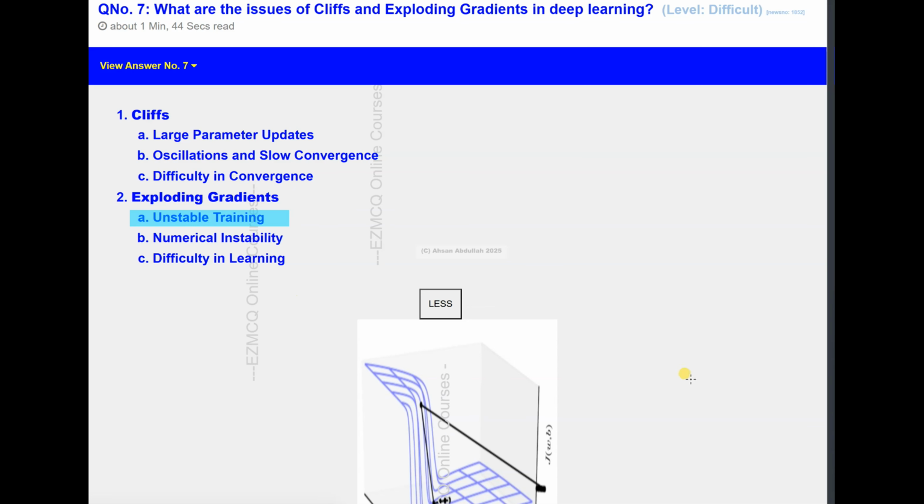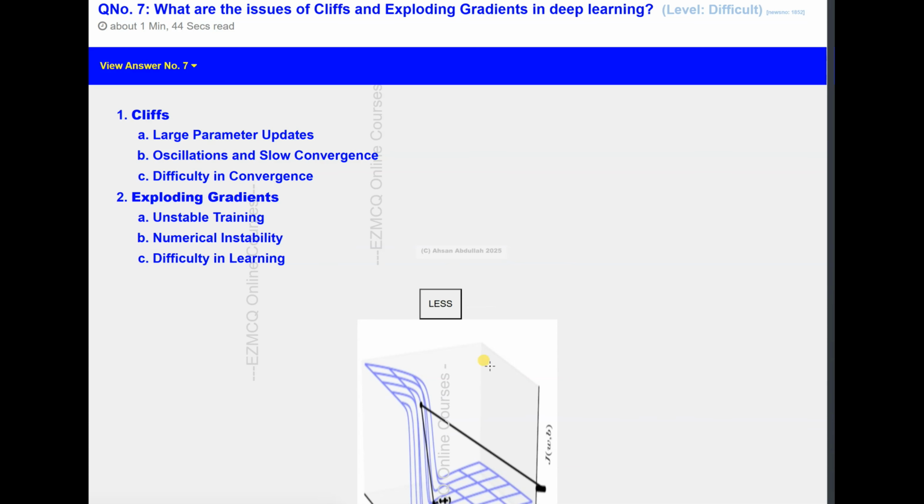Numerical instability. So when the gradients become too large, they can cause arithmetic overflows, divide by zero errors, or NaN (not a number), or infinites in the weight values. This is called numerical instability. Now, once this occurs, the model's parameters can no longer be updated correctly, and that effectively corrupts the learning process.